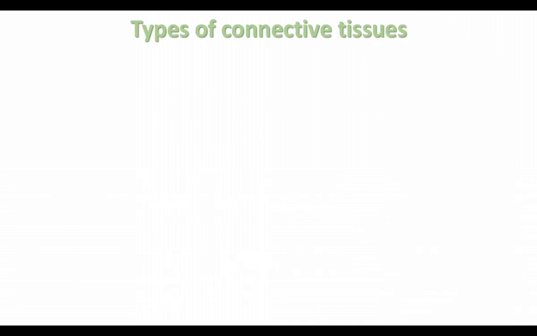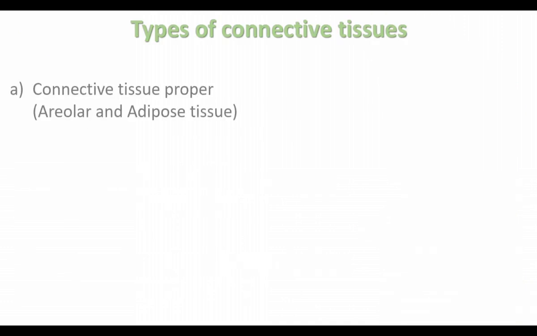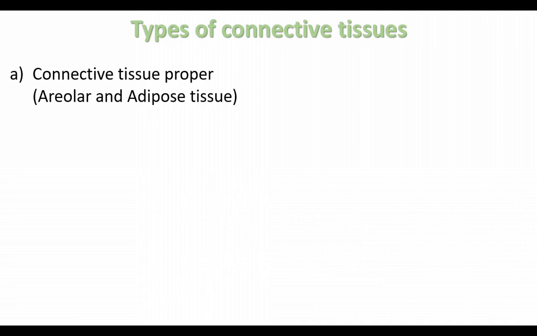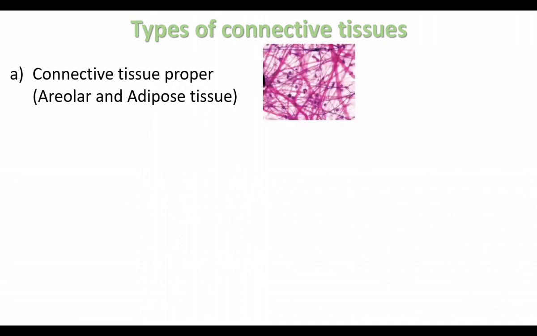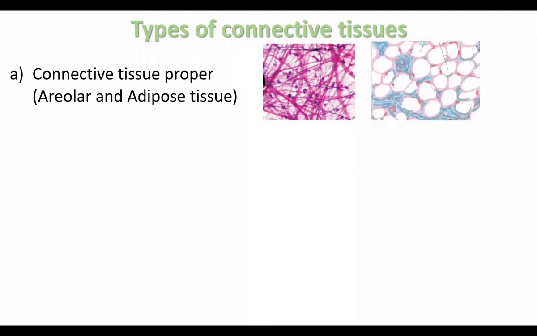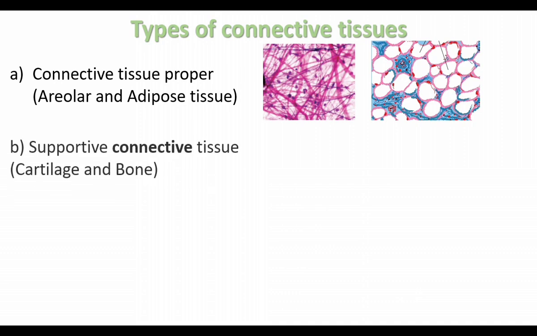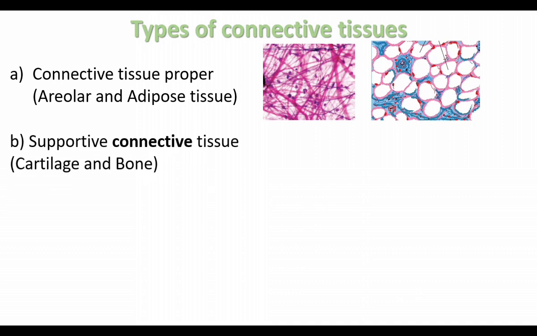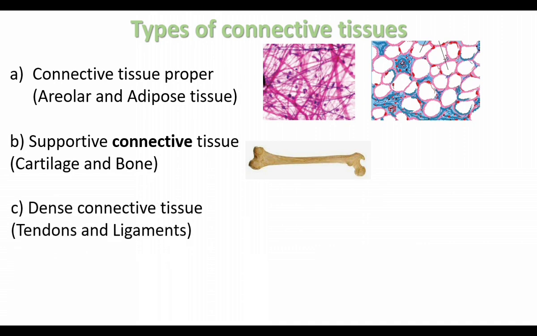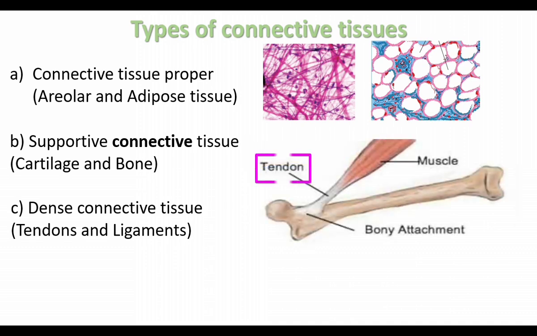Now let us recall the types of connective tissues. Connective tissue proper includes areolar and adipose tissue. Areolar tissue is like a foam, and adipose tissue is made up of fat storing cells. They store more fat. Supportive connective tissues support the body. Bones and cartilages are supportive connective tissues. Bone is a hard structure, cartilage is flexible. Dense connective tissues are tendons and ligaments. Tendons connect muscle to the bones and ligaments connect bones to bones.